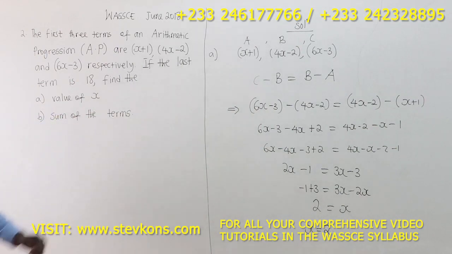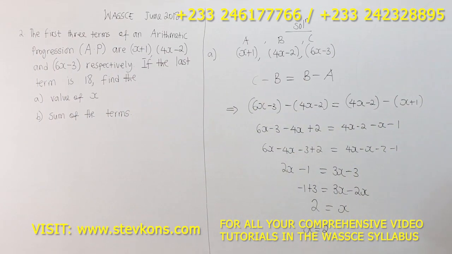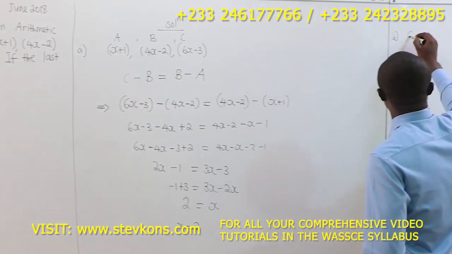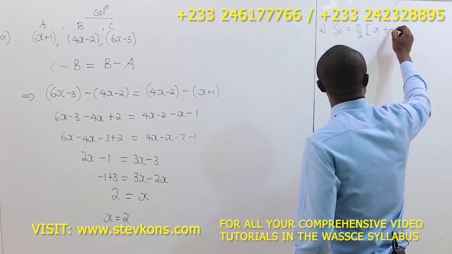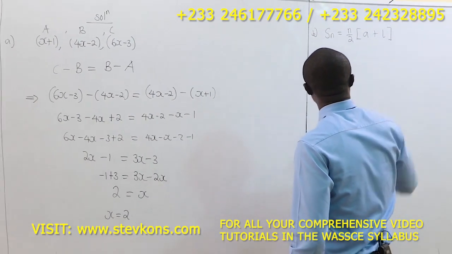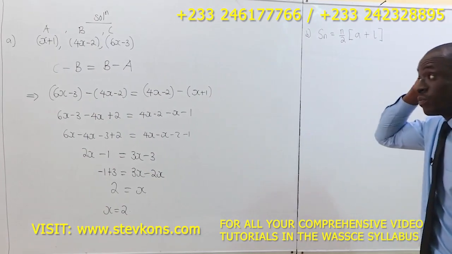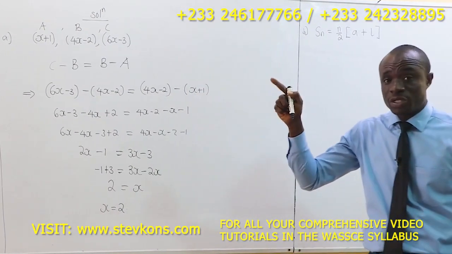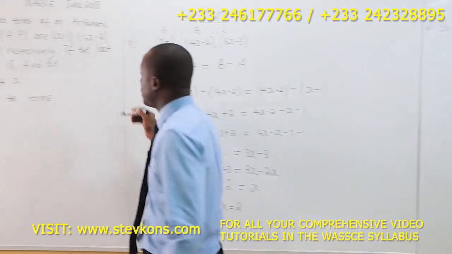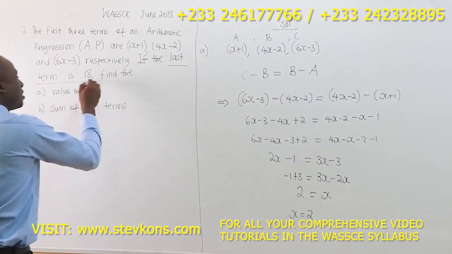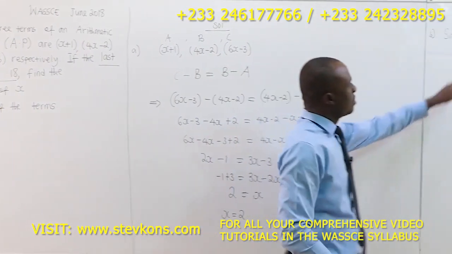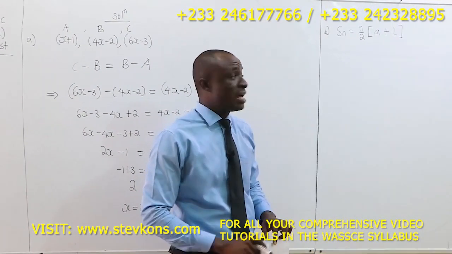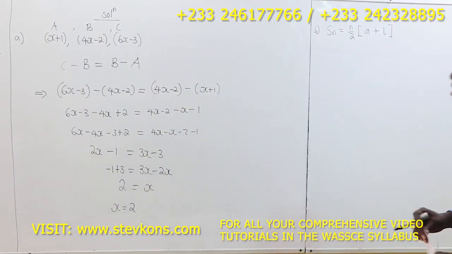B, sum of the terms. Now for the second part, sum of the terms, we have Sn equal to n out of 2a plus l. Why are we using l? Because from the question, we're given the last term. You're given that the last term is 18. So we use a plus l, since we know the last term. Now, how can we find our a and then our n?